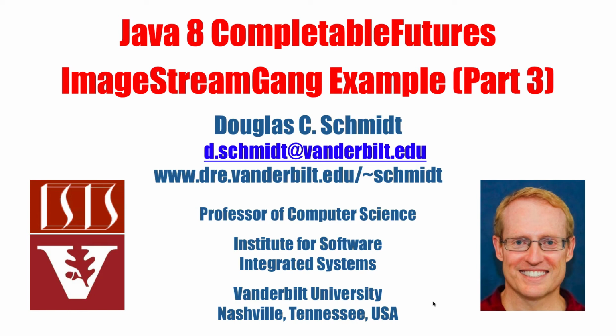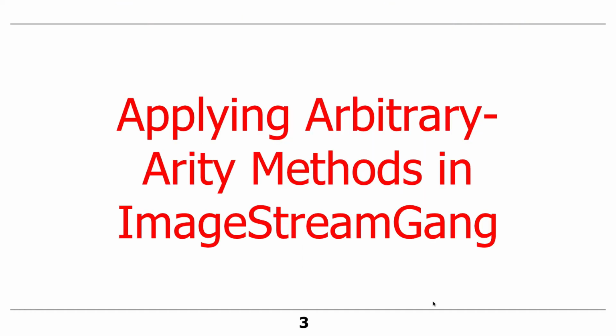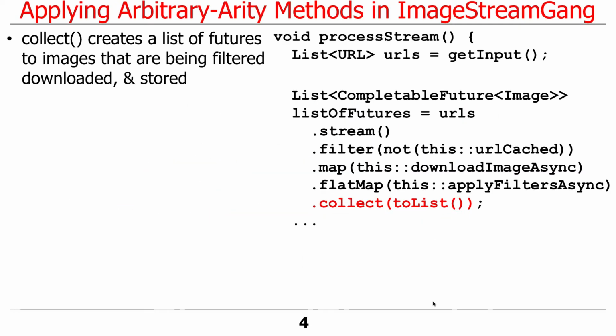So the third and final part of the ImageStreamGang example from Completable Futures will touch on arbitrary-arity methods, which, as you may recall, are the things that are going to work with an array or a variable number of futures in order to wait for them all or wait for any of them, and you'll get back a single future that you can then use to wait for everything else to complete. So let's see how this is going to work.